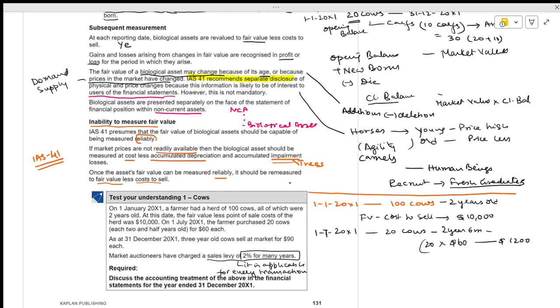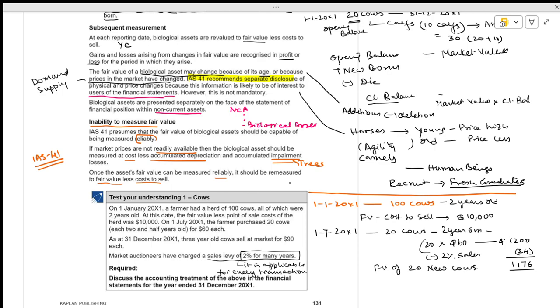On 20 cows, what you have to do is reduce the 2% sales levy. It comes to 24, and the total comes to 6,711. This is the fair value of the 20 new cows.